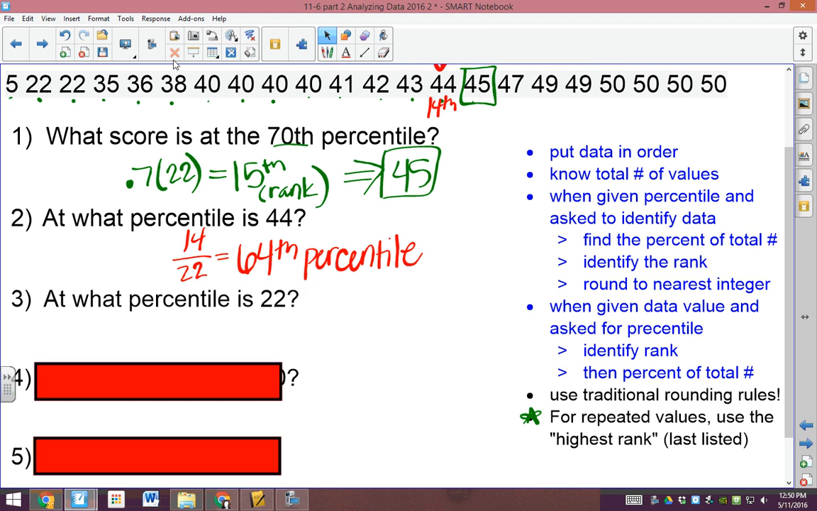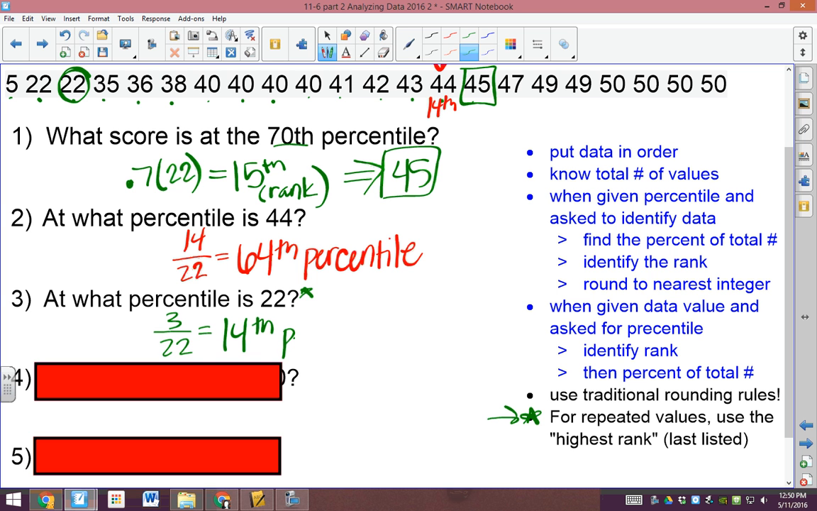Next, at what percentile is 22? So this is the tricky one. Which one do we pick? We're going to follow what our textbook says, and we're going to find the highest rank or the last one listed. So we're counting that 22, which is the third. So 3 out of 22. And as a decimal, we will round that to 14. So the 14th percentile.